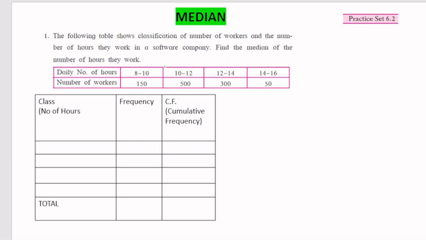Do not go with the number. This is not the practical number. This is just for your study purpose, because nobody can work 14 to 16 hours or 12 to 14 hours. It's very difficult. Sometimes it's okay.